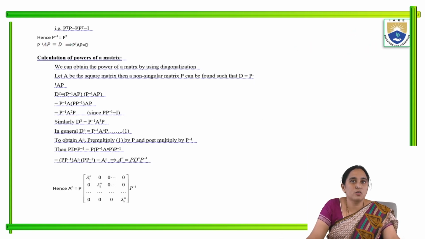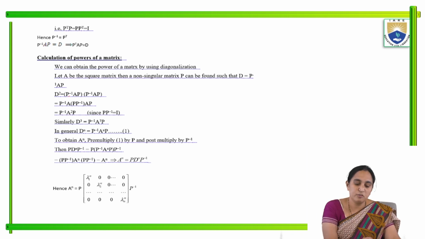Next concept, calculation of powers of a matrix. Already we discussed the concept of the diagonalization of a matrix. For that, sometimes they ask for the calculation of the powers of a matrix. What is the concept? We can obtain the power of a matrix by using diagonalization. Let A be the square matrix, then a non-singular matrix P can be found such that D is equal to P inverse A into P.